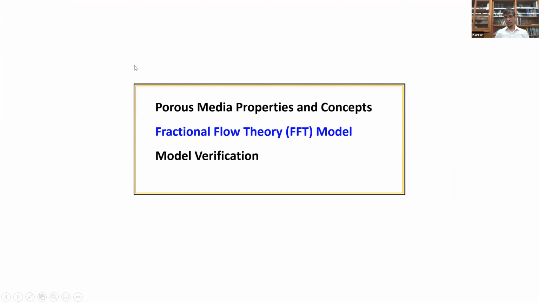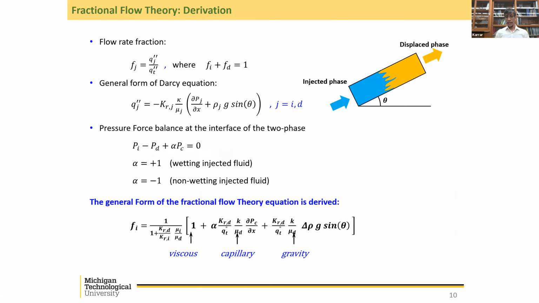So now from these concepts, let's go to the fractional flow theory. So fractional flow theory is a way to understand the immiscible displacement in porous media, in the case of two-phase flow. Basically, it's derived based on the flow rate fraction, which is the first equation at the top, which is the ratio of the injected phase flow rate to the total flow rate.